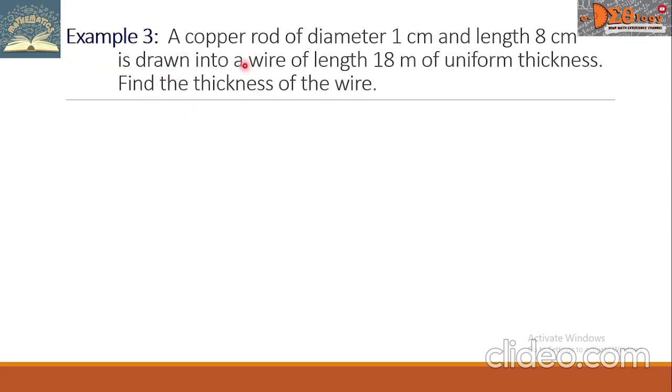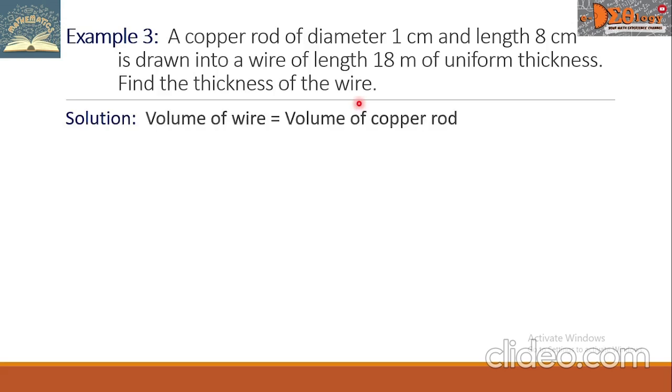Example 3. A copper rod of diameter 1 cm and length 8 cm is drawn into a wire of length 18 meters of uniform thickness. Find the thickness of the wire. So the volume of wire is equal to the volume of copper rod. Let us evaluate the volume of copper rod. The formula is pi r square times h. In the problem, we have diameter given as 1 centimeter, and we need the radius. That means radius is 1/2 centimeter.